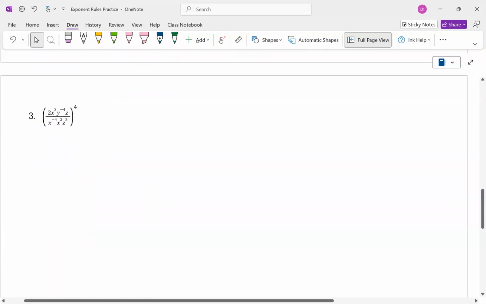We have 2x y to the negative 4th z over x to the negative 4 x squared z to the 5th, and then all of that to the 4th. You have a lot of options here in terms of what you do first. I tend to clean up everything inside the parentheses and then raise everything to a power and then do a final cleanup. You may choose to raise everything to the fourth power first and then clean up. It is completely up to you.